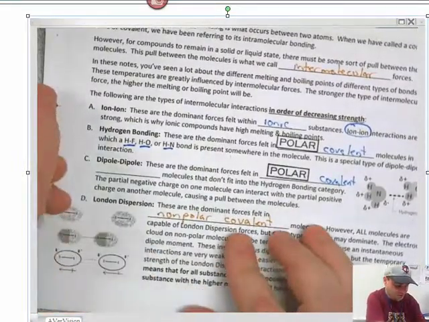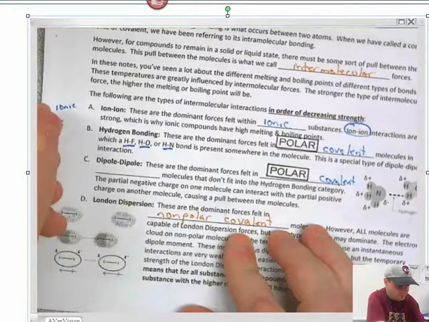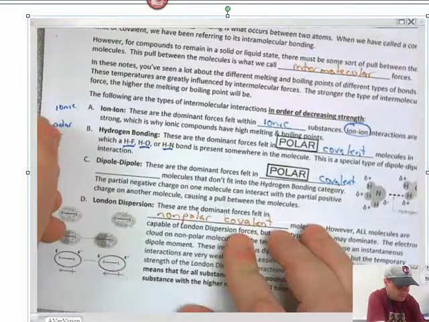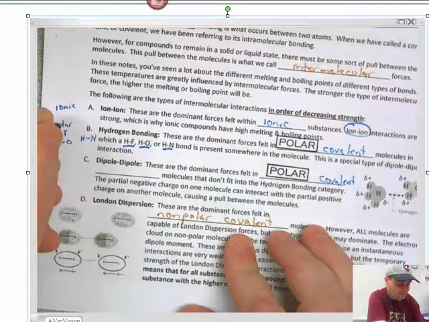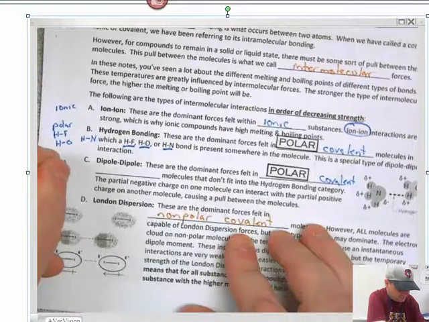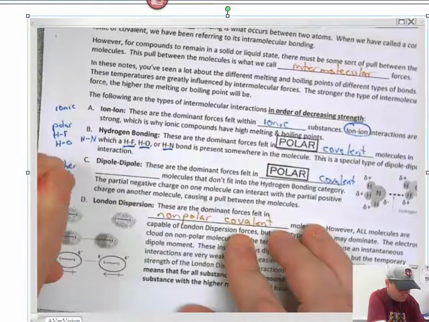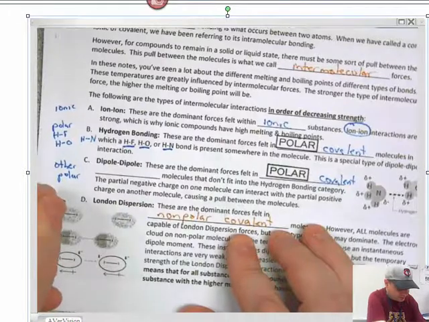So you're looking for ionic here. You're looking for polar. Here, it's HF, HN, or HO. I like to say it's high fun. These are the other polars, or dipole. And London dispersion is all nonpolars.